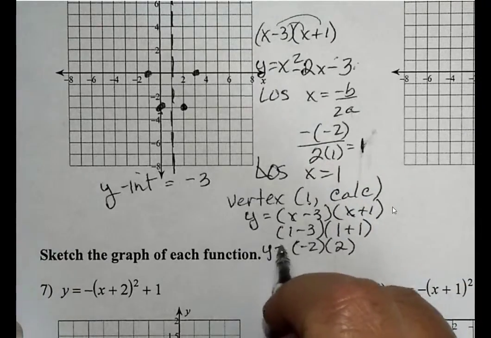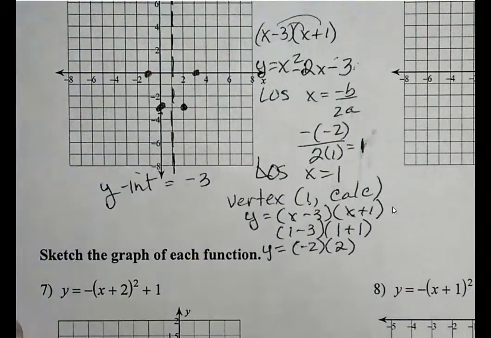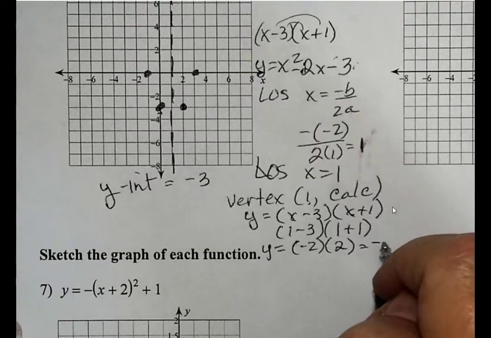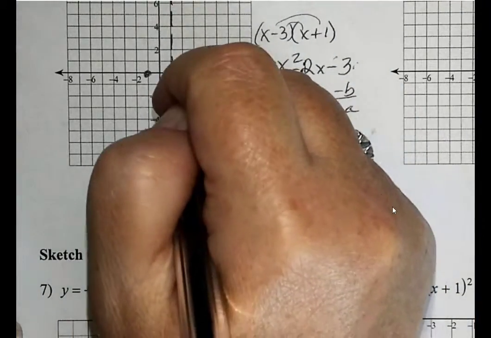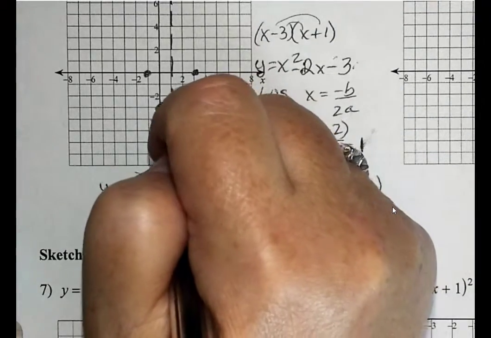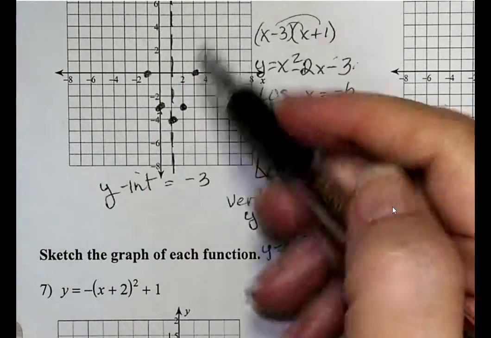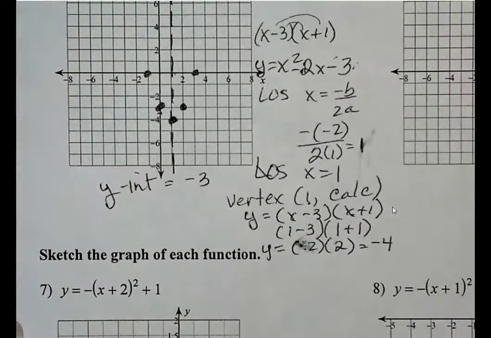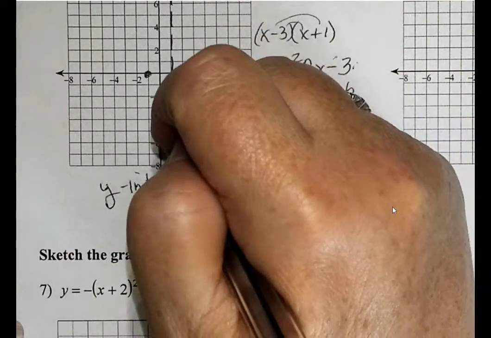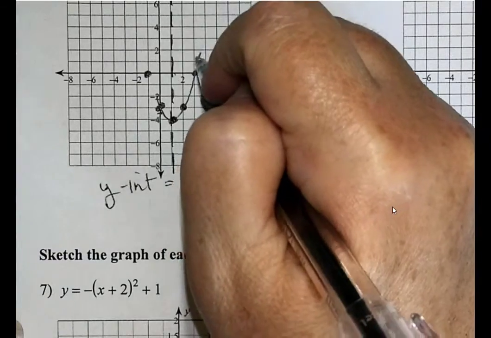So I'm going to have y equals negative 2 times 2, which is negative 4. So my y-intercept, I'm sorry, not my y anything. My y-intercept was at negative 3. My vertex, on the other hand, is at 1 comma negative 4. And then we have enough information to complete our graph.